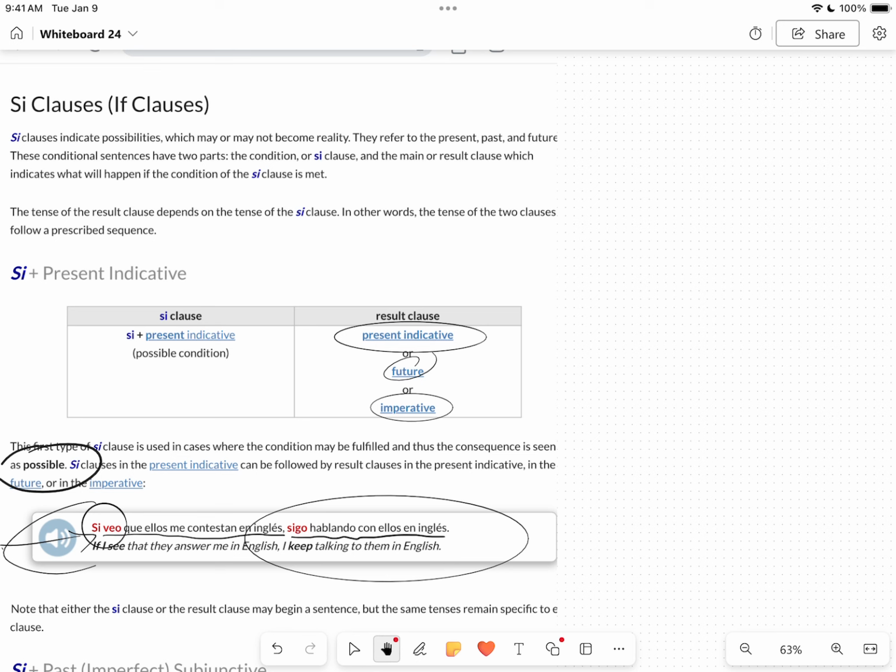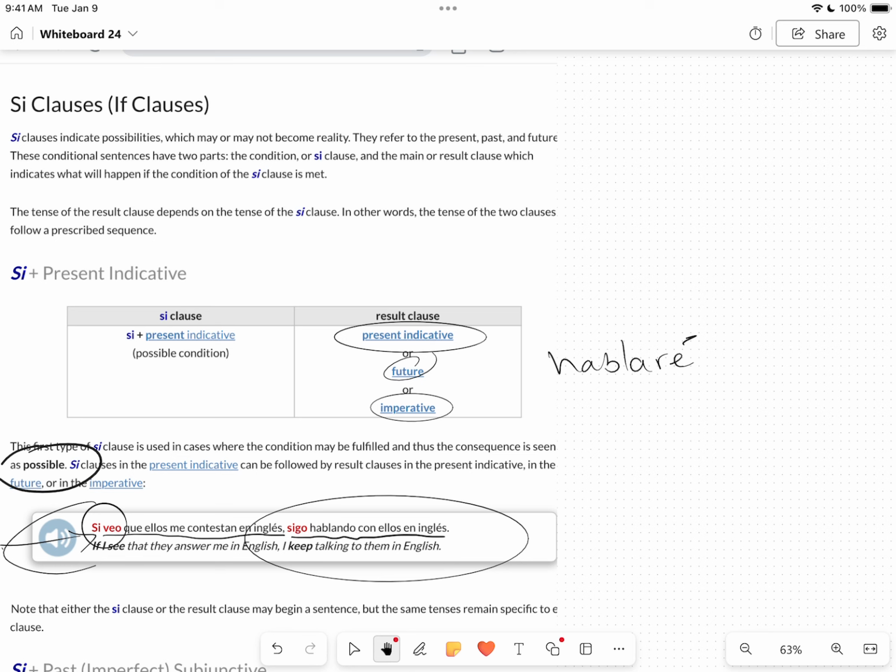So right here, we just have the present indicative, sigo. And actually, present progressive is what they use there. Sigo hablando, or they might just say hablo con ellos, just regular present tense. We could just change this to future. Si veo que ellos me contestan en inglés, hablaré, I will speak with them in English. So she might just put hablaré in the future tense.